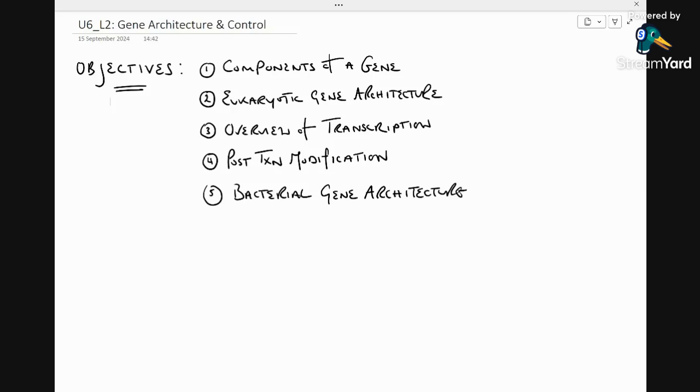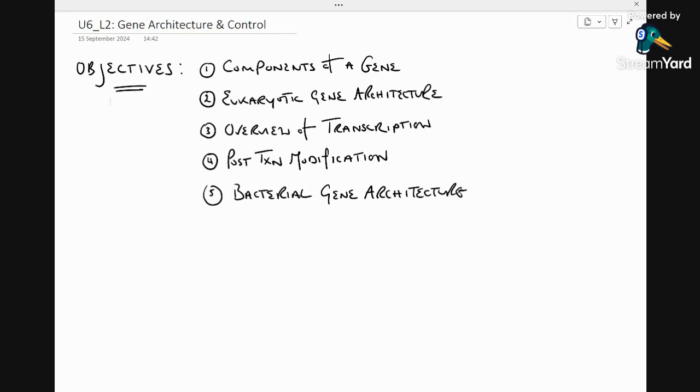overview of transcription, which you covered last year in the lower sixth year. We will then look at the upper sixth bit of that, which is looking at how the nascent transcript, the pre-mRNA, is modified by eukaryotic cells, specifically, to then become mature messenger RNA that is ready for translation. Finally, we will look at the bacterial gene and its architecture on the chromosome.